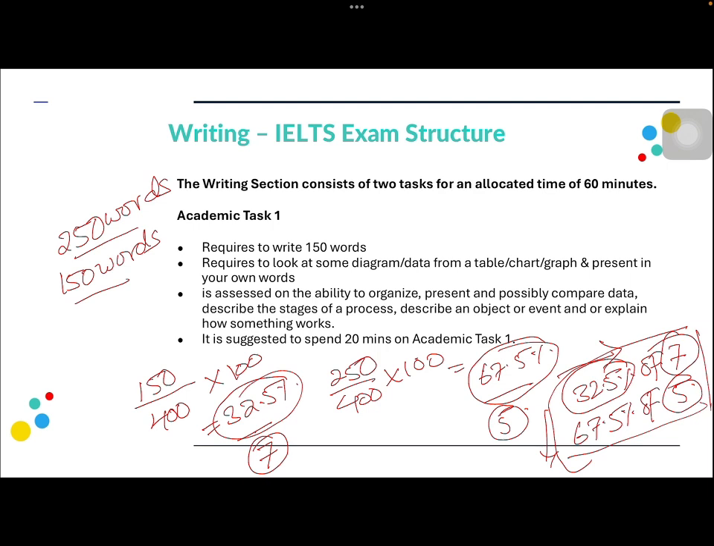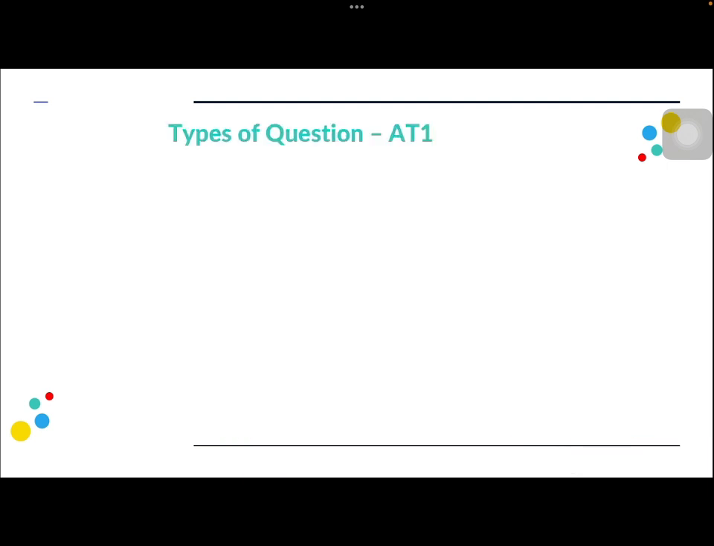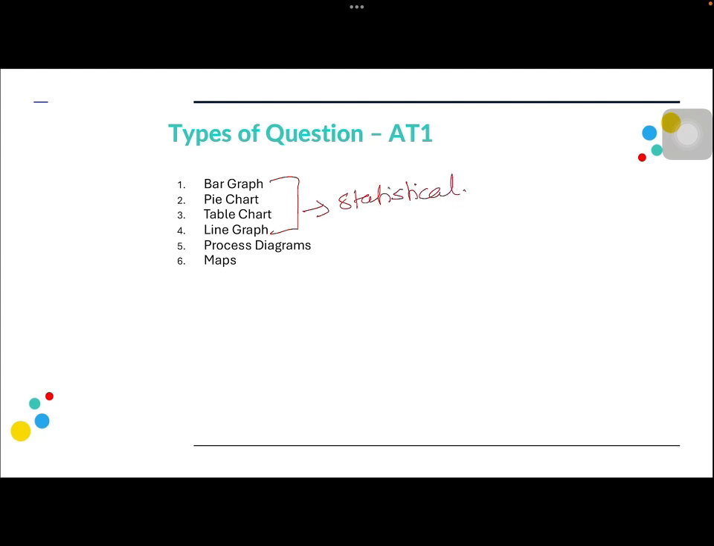All right, so let us move on and look at the question types that we have in academic task 1. These are the 6 question types that we will be discussing. The first one is bar graph, and then we have pie chart, table chart, and line graph. All of these 4 question types fall into the statistical figures, while these 2 fall under diagram-based questions, right? Now, this is how I have categorized them.